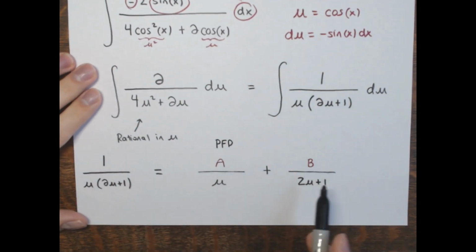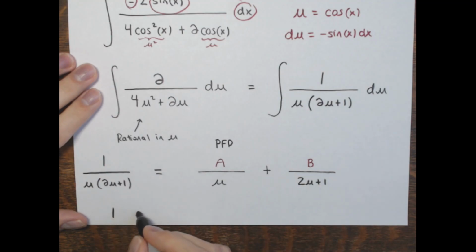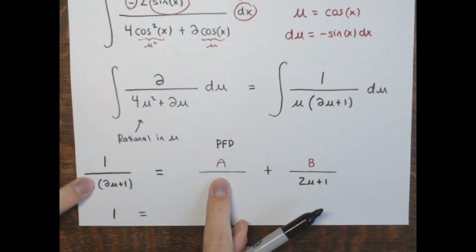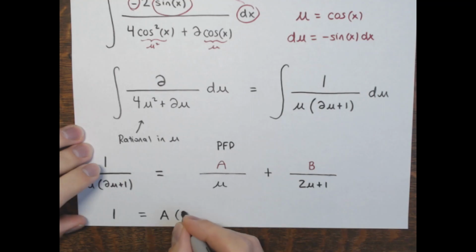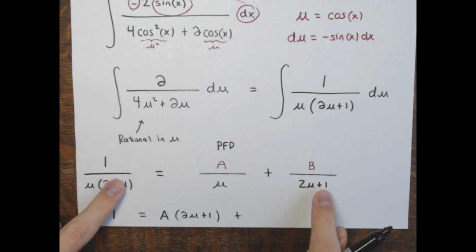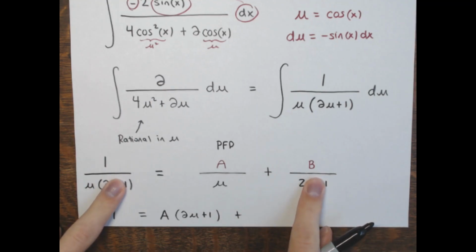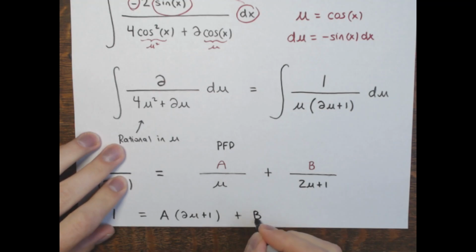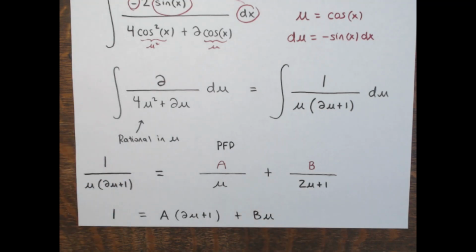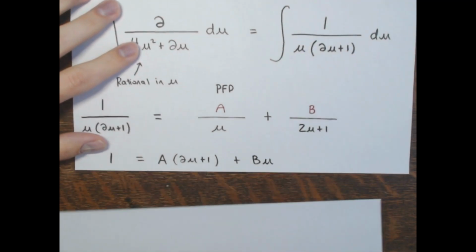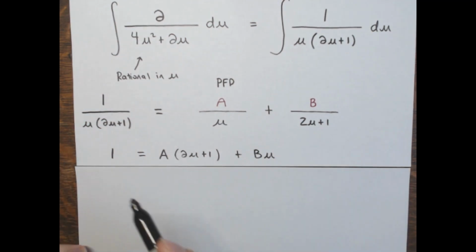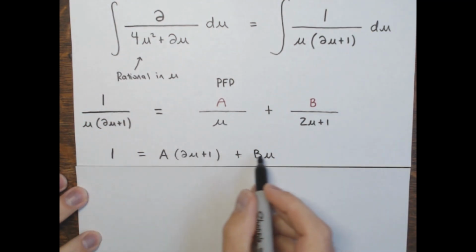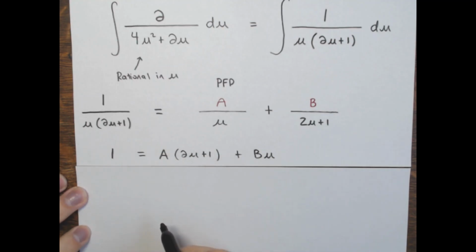Then I'll multiply through by the denominator. We have 1 on the left. First fraction, the u's would cancel. I'd have a times 2u plus 1. Plus, and then the second fraction, when I multiply by the denominator, the 2u plus 1's cancel. I'd have just b times u. And then I'll do the same thing, hopefully not make a mistake with my arithmetic like I did with the last example. My apologies once again for that, but this should be an identity true for any value of u.